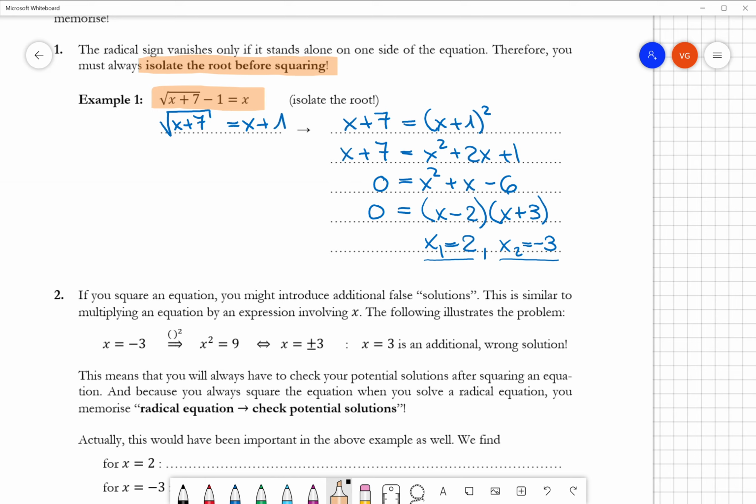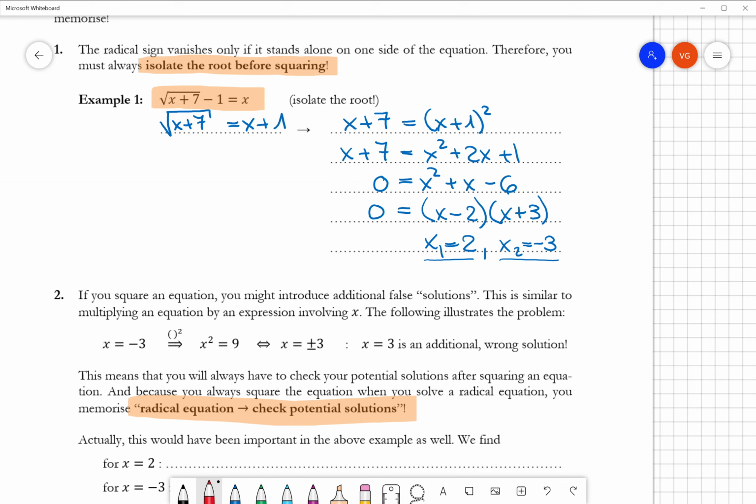Now the key point of the second item is whenever you solve a radical equation, check your solutions. Check by plugging them into the original equation. Now why should you do that? You know that you can always do that, and you have always been doing that in the past, but why is it necessary? It's necessary because squaring is not an equivalence transformation.